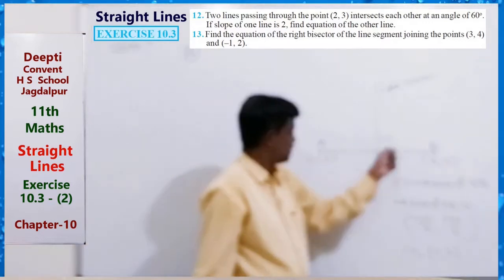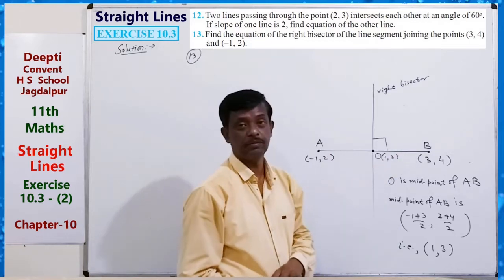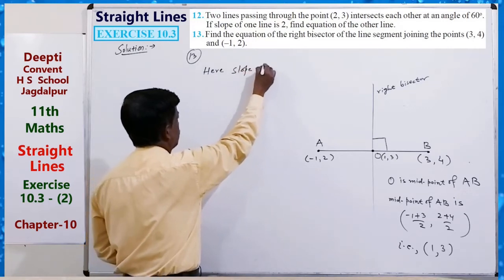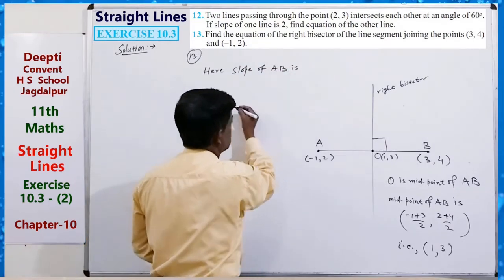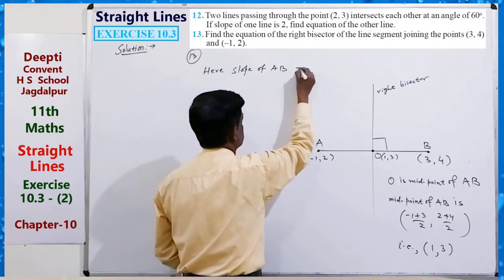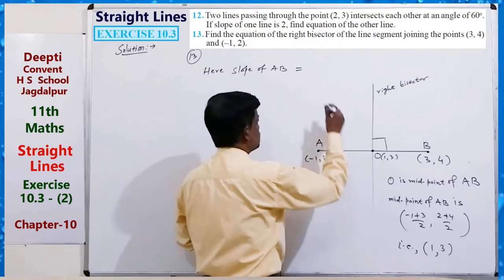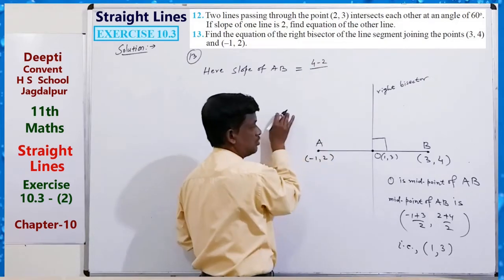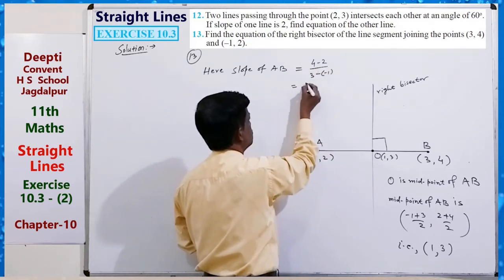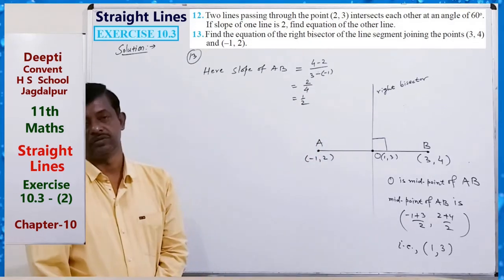So the bisector passes through O and has a slope which is perpendicular to AB. So the slope of AB is equal to y2 minus y1 upon x2 minus x1, so 4 minus 2 upon 3 minus 1 equals 2 by 4 equals 1 by 2.